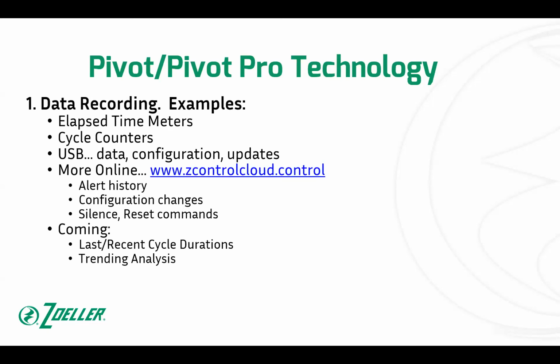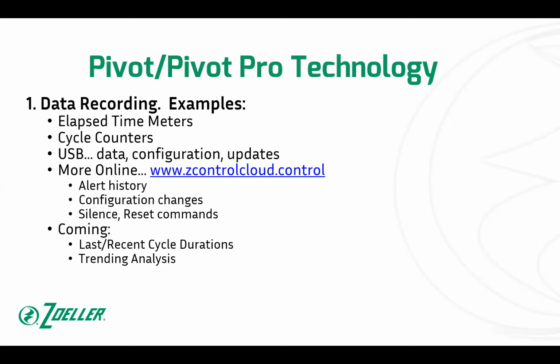So first of all, data recording, that's probably the easiest to understand. Yeah, we can record those cycles. We can record elapsed time. We can display a pretty good list of information about the panel. Now, if it's a Pivot Pro, a lot of that can be displayed as you toggle through the menu. If it's a Pivot, you're going to have to pull that data off with a thumb drive.